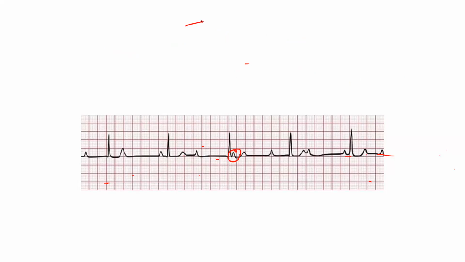This is called a J wave, which happens in ischemia, hypothermia, hypercalcemia, and hyperkalemia. So this is a typical J wave. It's not a P wave. This is what may confuse you, right? That's a J wave.